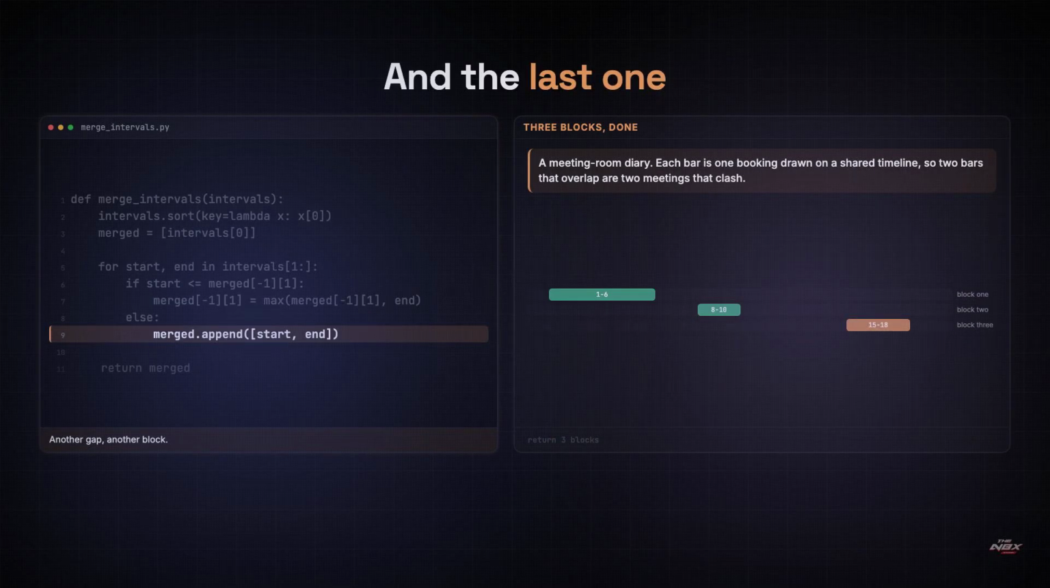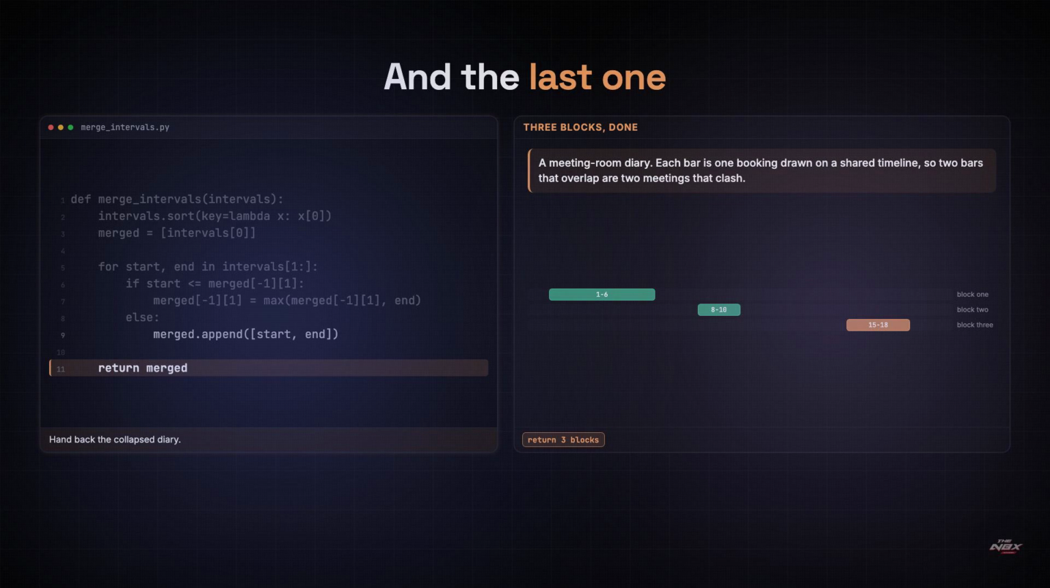Last booking, 15 to 18. 15 is well past 10, so another gap and it becomes a third block. Return merged, and the diary is 3 blocks instead of 4 bookings. The whole thing cost 1 sort plus 1 walk, which is n log n for the sort and n for the walk. The sort dominates, so the honest complexity is n log n.